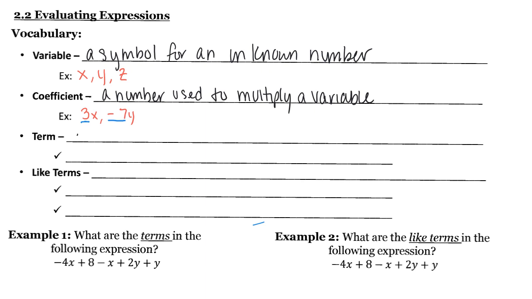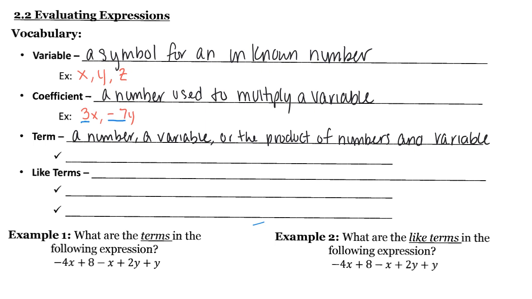And then a term. A term is a number, a variable, or the product of both, or the product of numbers and variables. So terms are separated by addition or subtraction. So like if I see something like 3x minus 5, 3x is a term and so is 5. So they're both terms because they're separated by that subtraction sign.